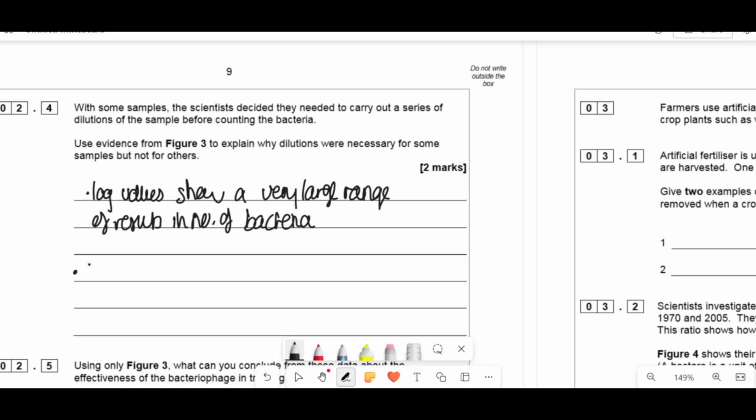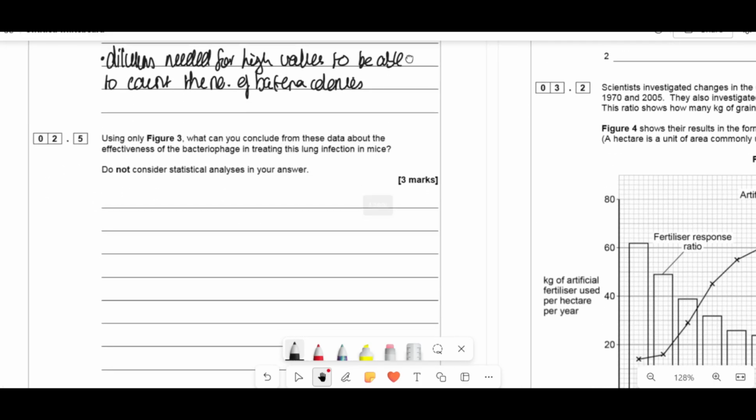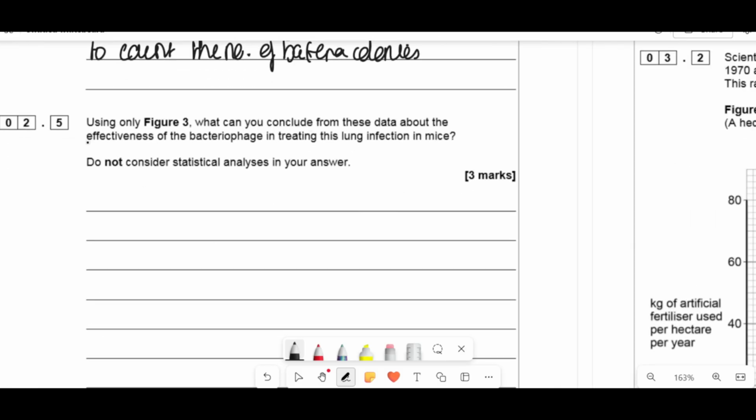So then dilutions are necessary for high counts or high values, to be able to actually count the number of bacteria colonies or just bacteria. Because again, if you had, what is that, like 9 billion of them, there is no way in hell you're sitting there counting 9 billion. It's just not practical.